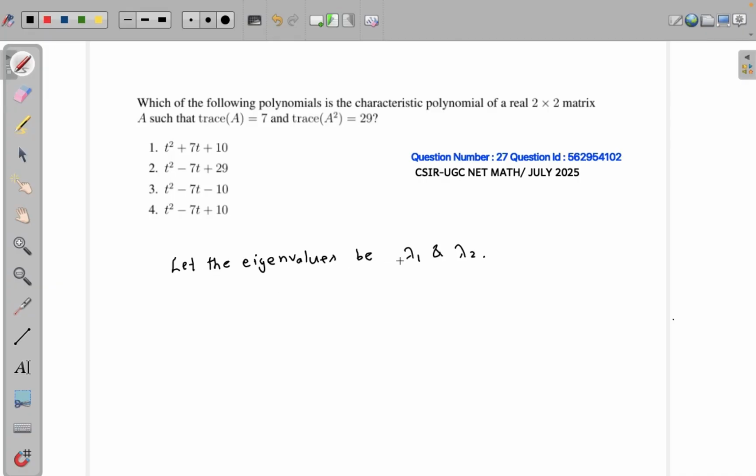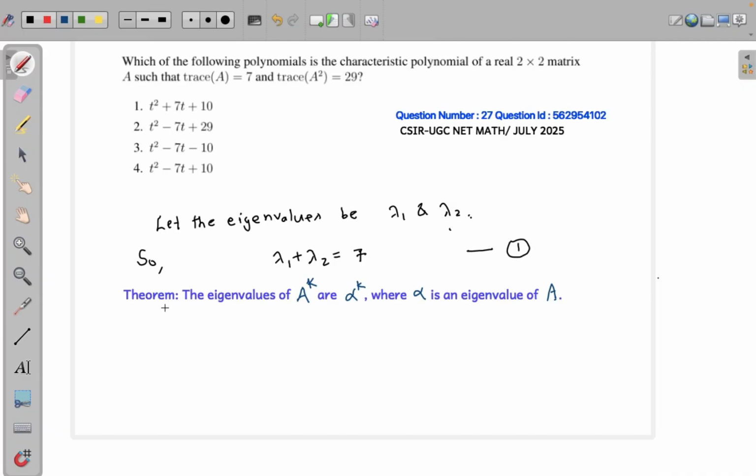So we can do this. Let the eigenvalues of the matrix A be lambda 1 and lambda 2. It is a 2x2 matrix, so the eigenvalues will be lambda 1 and lambda 2. We know that the sum of the eigenvalues is always equal to the trace of the matrix, so we get lambda 1 plus lambda 2 equal to 7. Now we have a theorem which says that the eigenvalues of A to the power k, where k is any positive integer, are alpha to the power k, where alpha is an eigenvalue of A.